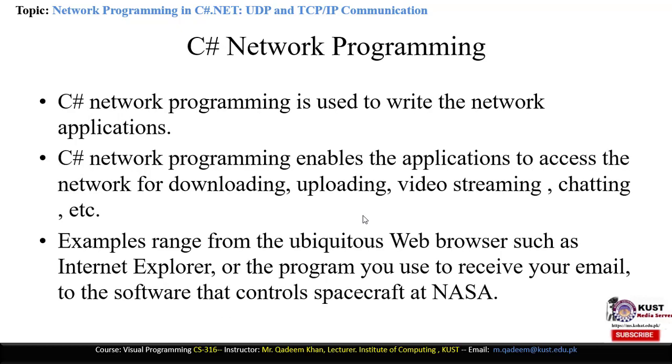Now, what is C# network programming? Basically, network programming, as its name indicates, is used to program for the network. We perform the programming to communicate between two or more computers. So C# network programming is used to write network types of applications. We can use such an application for downloading data, for example to download a file, and uploading data. We will perform these two. Video streaming is used to stream video over a network, and there are also chatting applications.